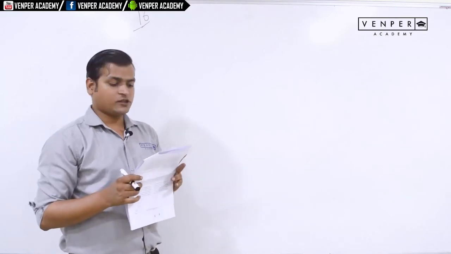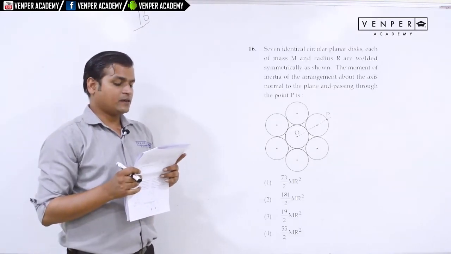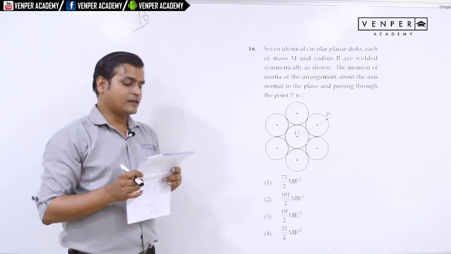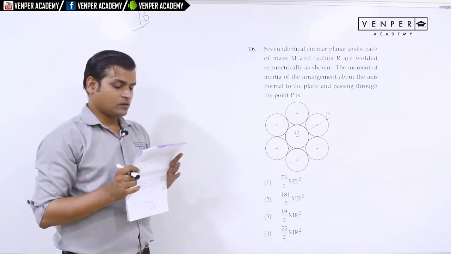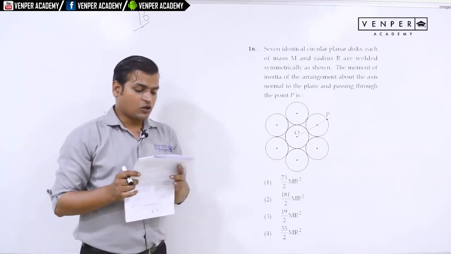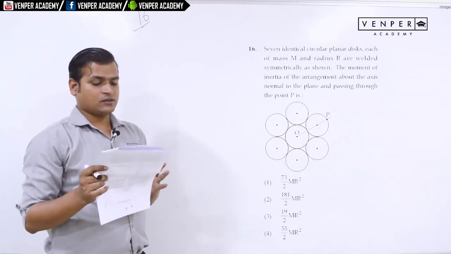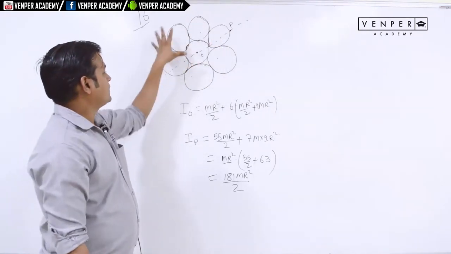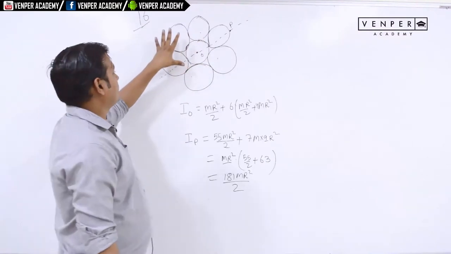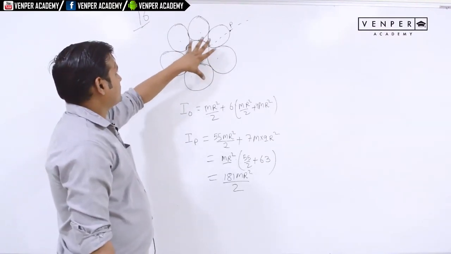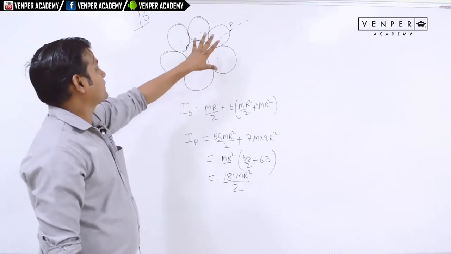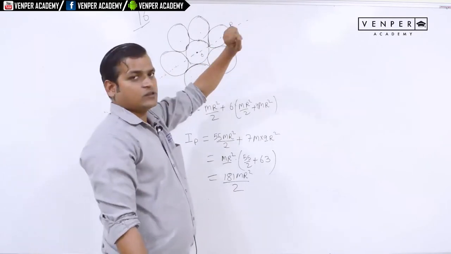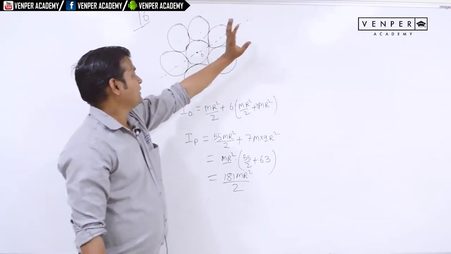Okay, now question number 16. 7 identical circular planar discs, each of mass m and radius r, are welded symmetrically as shown. The moment of inertia of the arrangement about the axis normal to the plane and passing through the point P is. Okay, see in this question there are 7 circular discs, each having mass m and radius r. But they are asking the moment of inertia about this point P, and that axis is perpendicular to this plane. Clear.